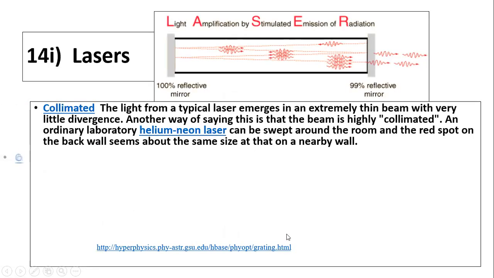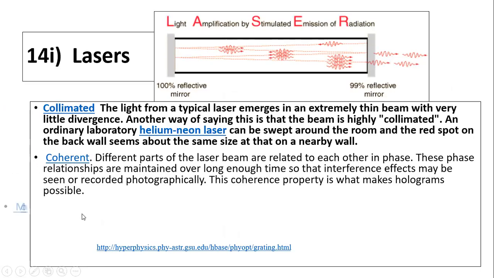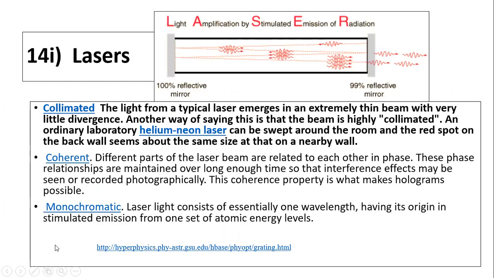Laser, collimated, is a narrow beam. You don't need to know that much detail. Narrow beam, it produces coherent light and it's one color, monochromatic. That's all you need to know.